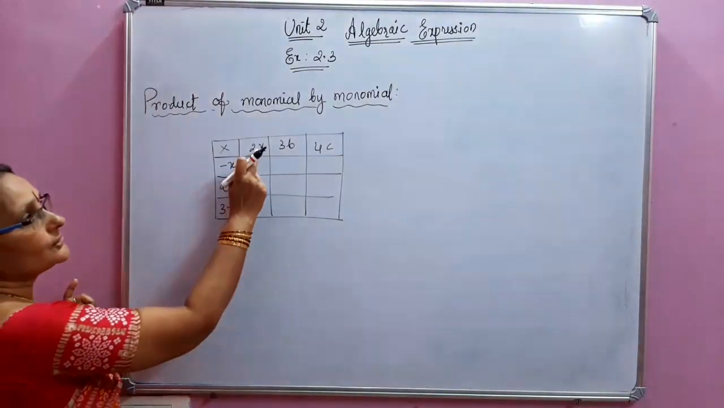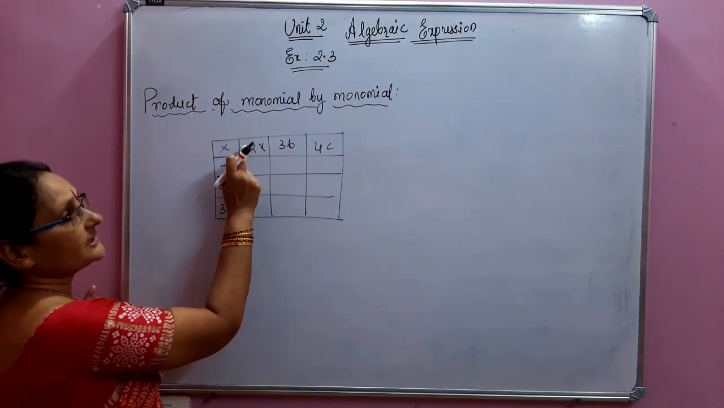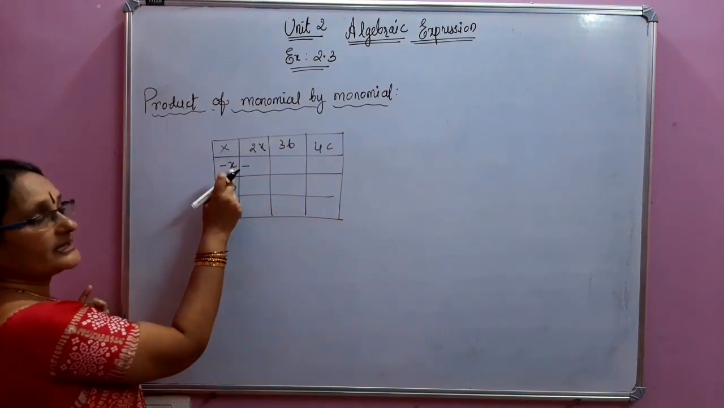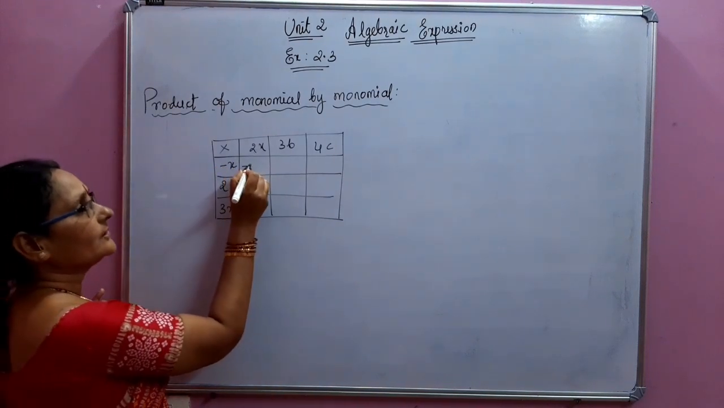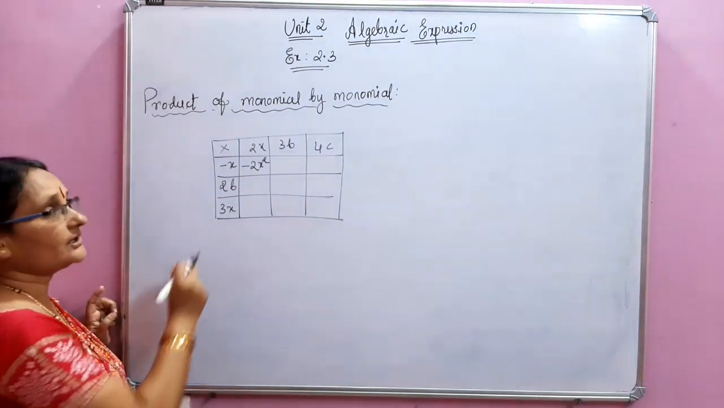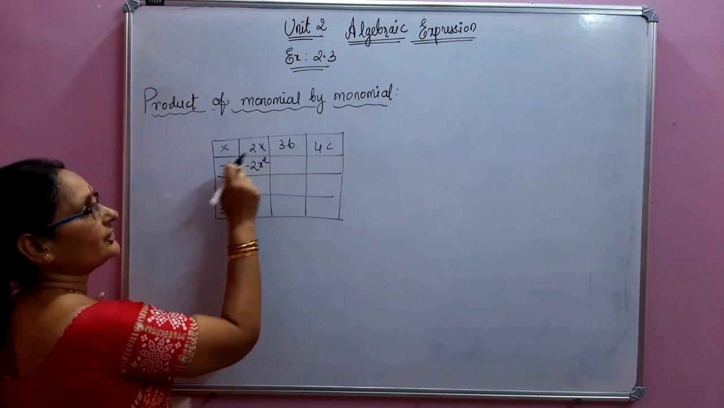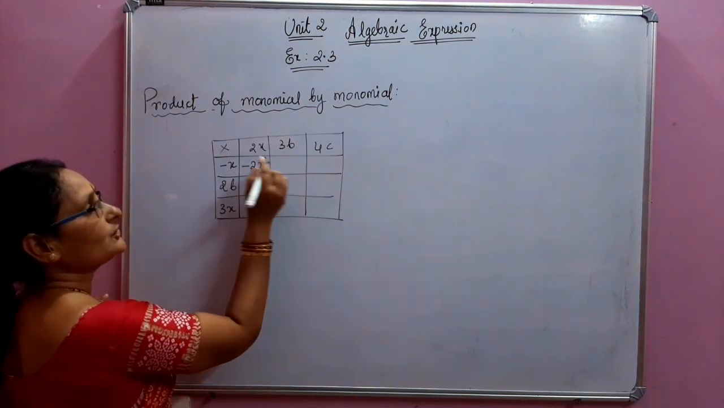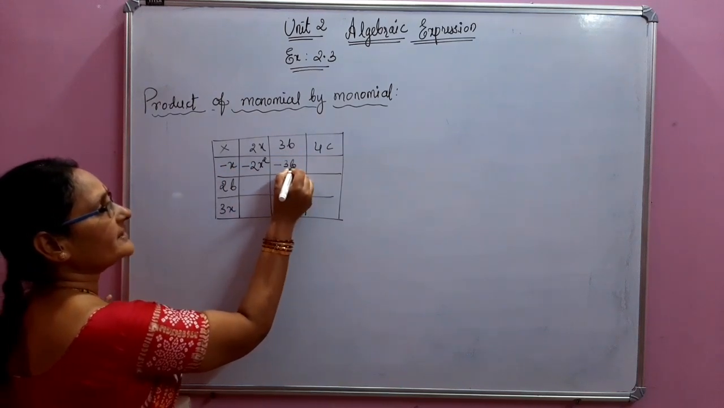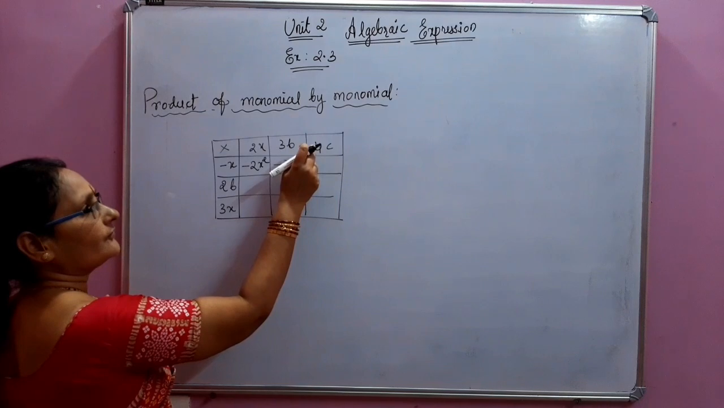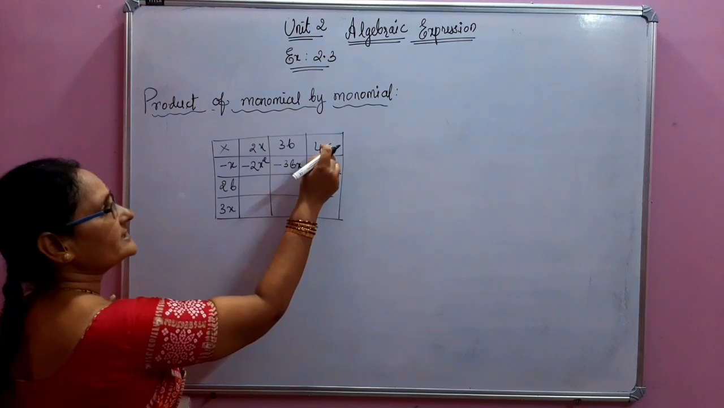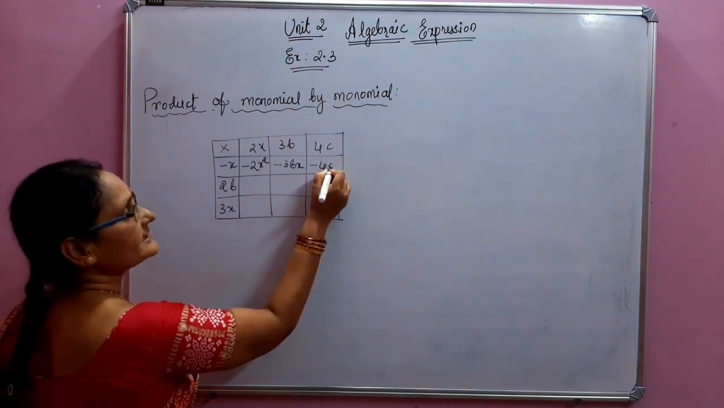Now you see here, 2x into minus x. First plus into minus, minus. 2 into 1, here the coefficient is 1. 2 ones are 2. x into x is x square. This is what monomial by monomial. Then 3 into, first plus into minus, minus. 3 ones are 3. b into x, bx. Next 4 into 1, or plus into minus, minus. 4 ones are 4. Here c is there, here x is there. cx.